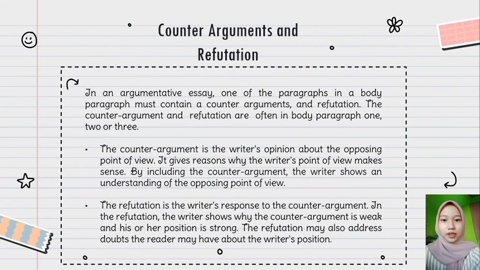In an argumentative essay, one of the paragraphs in the body must contain a counter-argument and refutation. The counter-argument and refutation are often in body paragraph 1, 2, or 3. The counter-argument is the writer's opinion about the opposing point of view. It gives reasons why the writer's point of view makes sense. By including the counter-arguments, the writer shows an understanding of the opposing point of view.